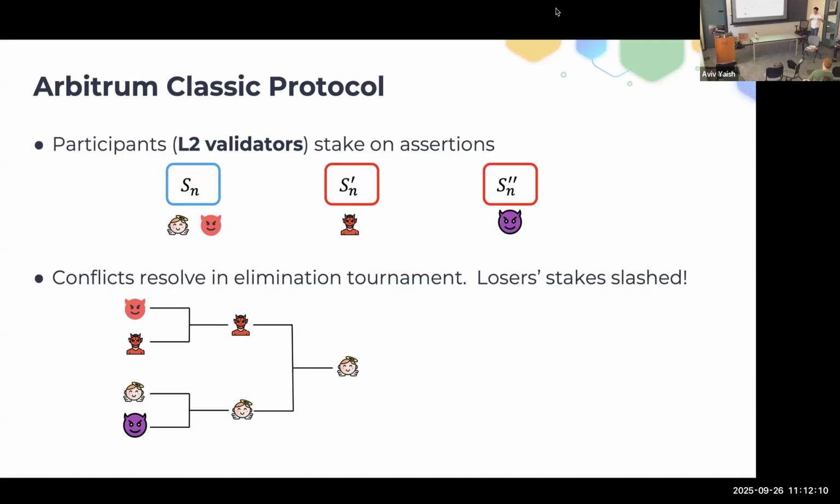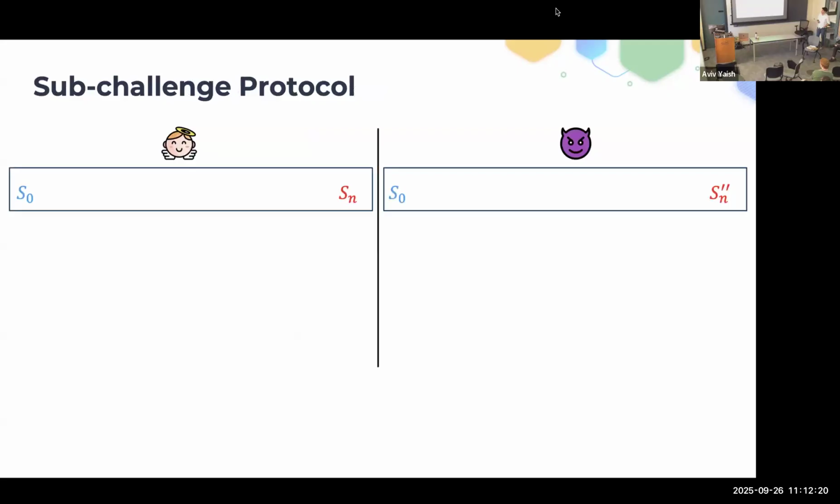Okay, so this is the meta structure of how this works in Arbitrum Classic. And what I'd like to do next is go over how each one of these matches is conducted. So let's look at the match between Alice and, I think it was, Evil Diana. At the beginning, Alice staked on Sn, Diana staked on Sn double prime. And so what will happen now is that Alice is expected to give the first move, which is to say what her claim is on the mid state between the 2 states.